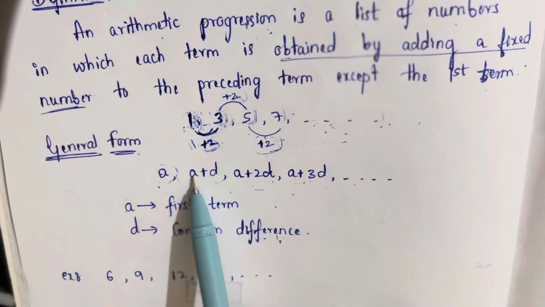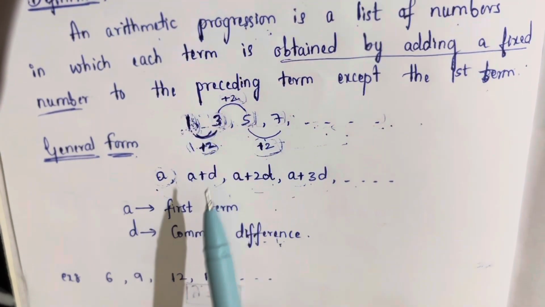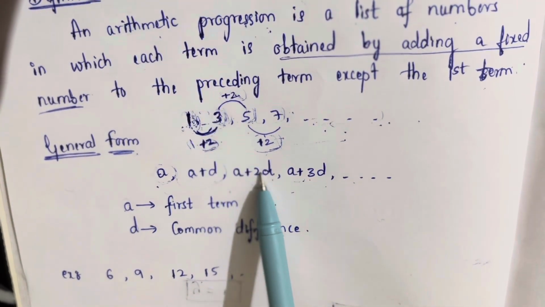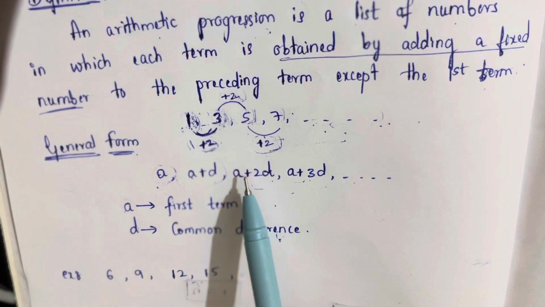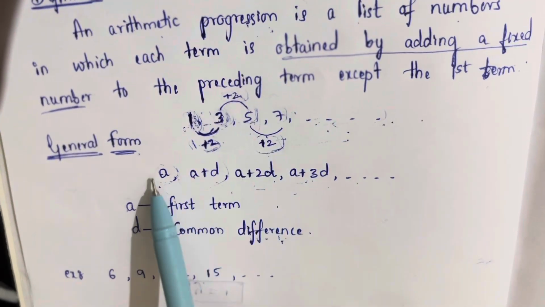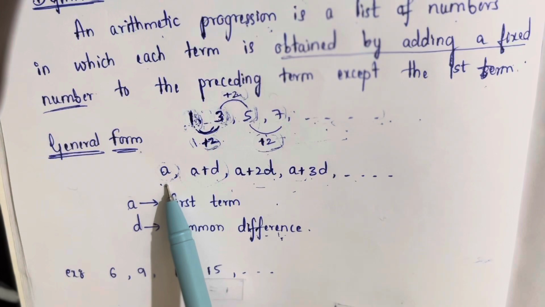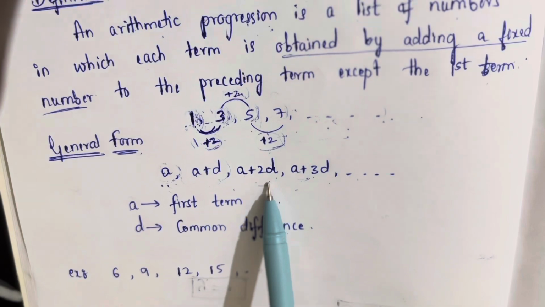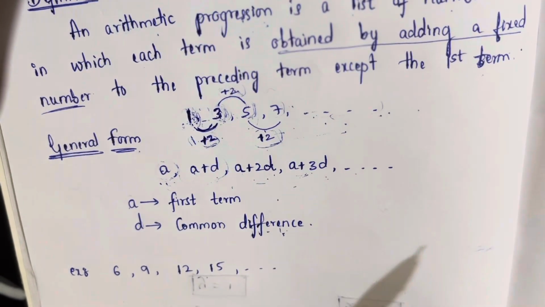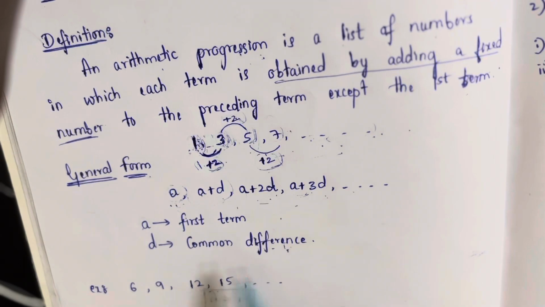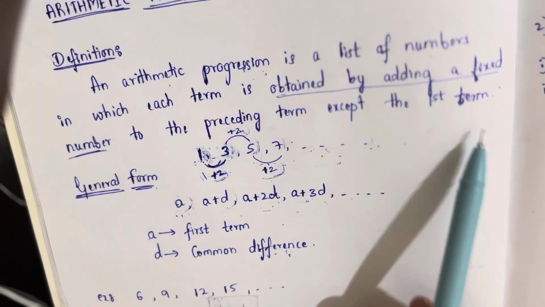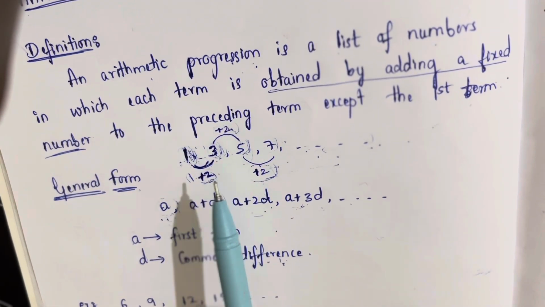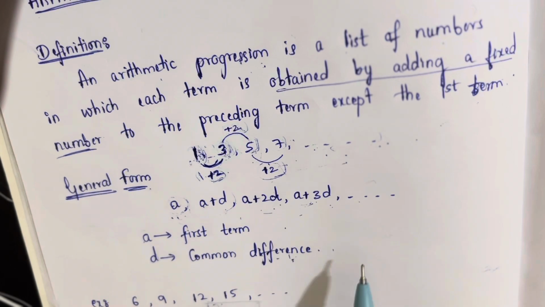If we see the general format in this form, a is 1, and the difference is 2. So 1 plus 2 gives the second term, 3. Then 1 plus 2 into 2, that is 2 twos are 4, plus 1 is 5. The third term is 5. So to get this arithmetic progression, we have the general format: a, a plus d, a plus 2d, a plus 3d, and so on. You now know the definition of an arithmetic progression, and an example showing the first term and the difference between the numbers in the series.